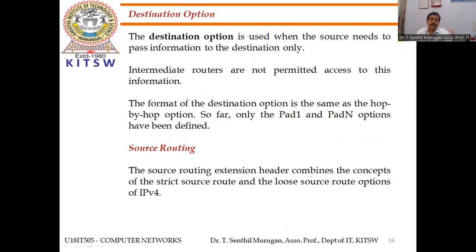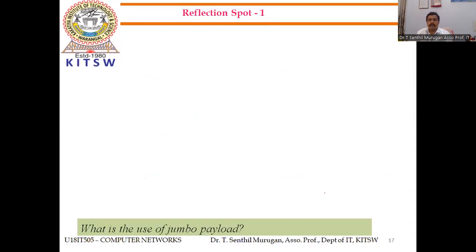For the destination option, we know there is a destination address. Only that address defragments, that is, reassembles the data sent by the source. In between, the routers do not use it. Source routing also has a source address. The header combines the concept of strict source route and loose source route options, which are there in IPv4. So this is the reflection part.